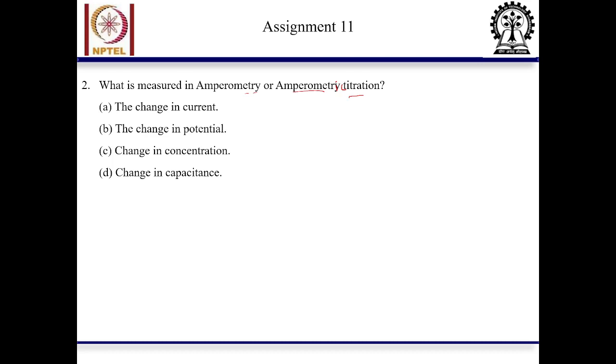Sunil Pawar is saying A. Any other? Anyone else who has a different opinion?